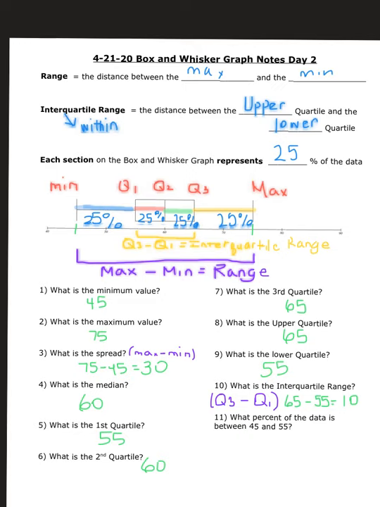Last question, what % of the data is between 45 and 55? Well, from 45 to 55, if you look above, is only one piece of the 4 parts of the box and whisker graph. Then since it is only one part, that would mean that the % between 45 and 55 is 25%.